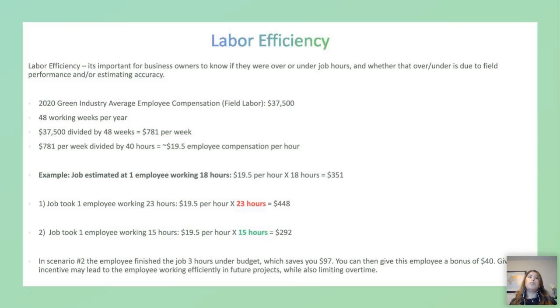In scenario number 2, we see that the employee actually just took 15 hours. So they performed this job more efficiently and faster. And at 15 hours, your labor cost was only at 292, but you had estimated it to be at 351. And so that just added $97 to your bottom line.